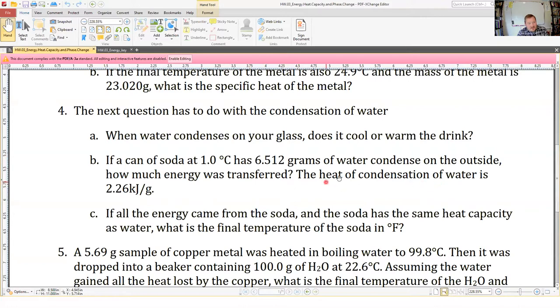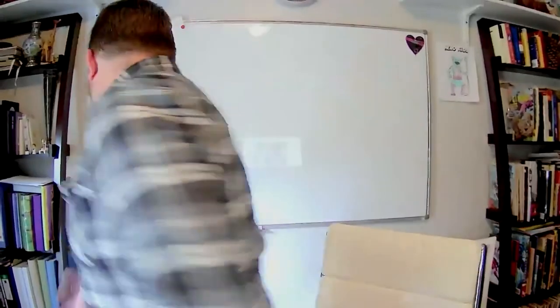by using this number that's given to you, the heat of condensation of water. And the key is really to look at the units here. The heat of condensation of water is 2.26 kilojoules per gram. So all you really needed to do to answer 4B was realize, oh, well, for every 1 gram of water, that's 2.26 kilojoules of energy. And if I have 6 grams of water, I can just cancel grams with grams and wind up with a conversion.